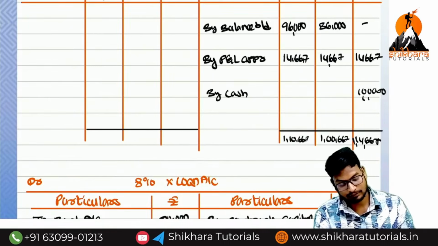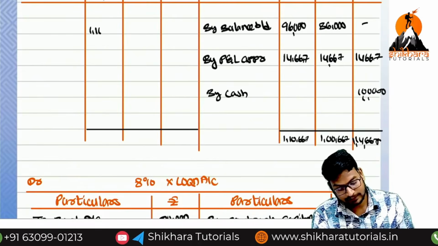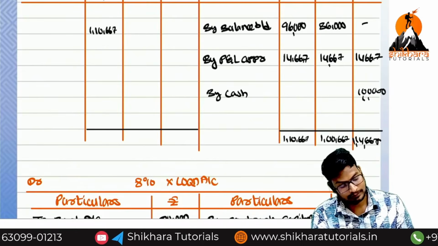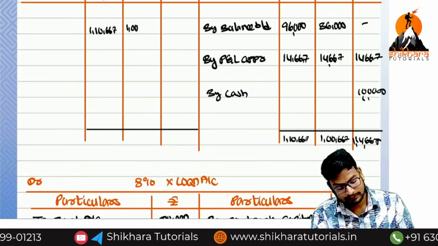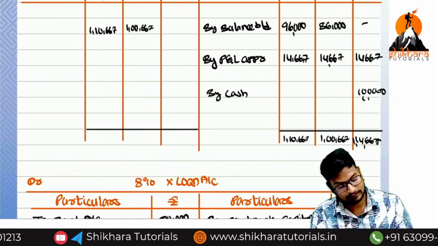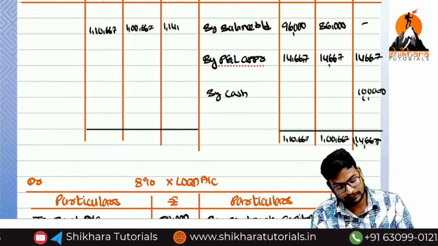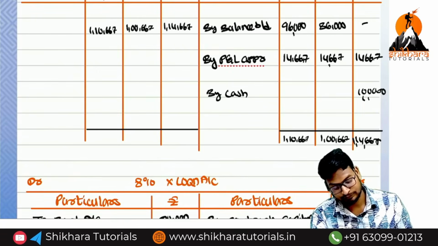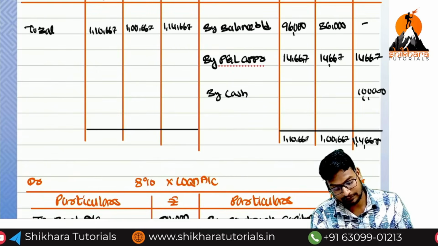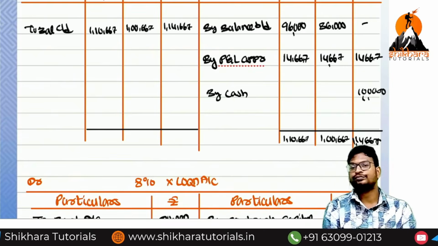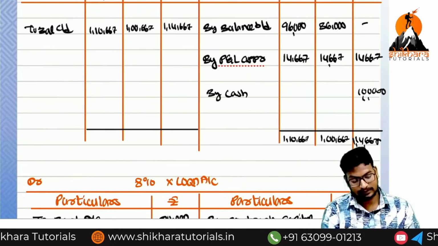What are the total closing balances? 1,10,067, and 1,37, and 1,14,067. These are the balances we need to record on the liability side of the balance sheet. The same amounts are here also.